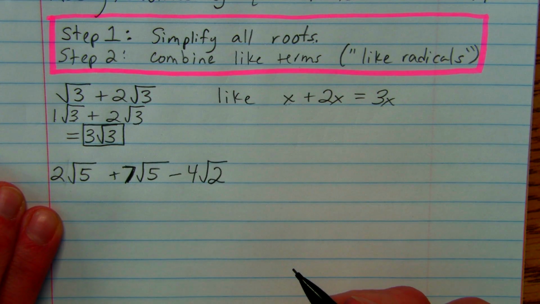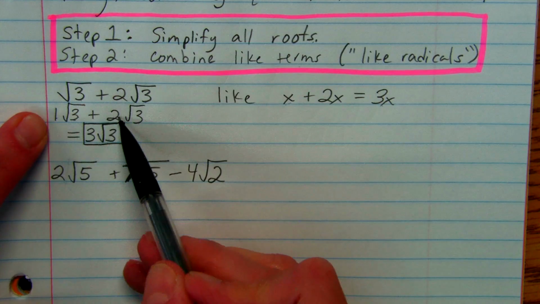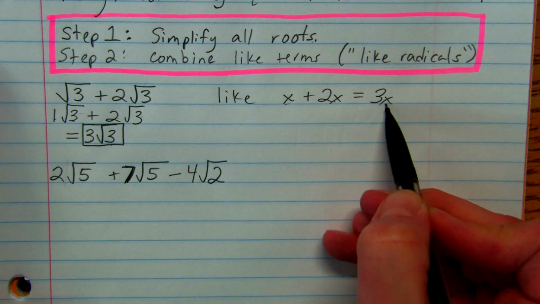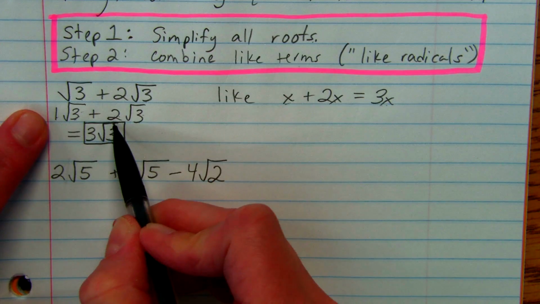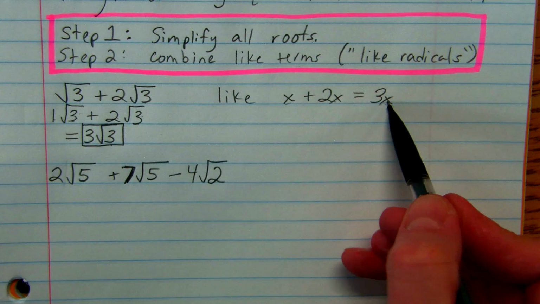When you go up a second, on the 3 square root 3, how did you get that? 1 plus 2 is 3. The square root of 3 just follows. It's like adding the x and 2x to get 3x. You add the coefficients, which is the numbers on the outside. The number on the inside stays the same, just like x didn't change.